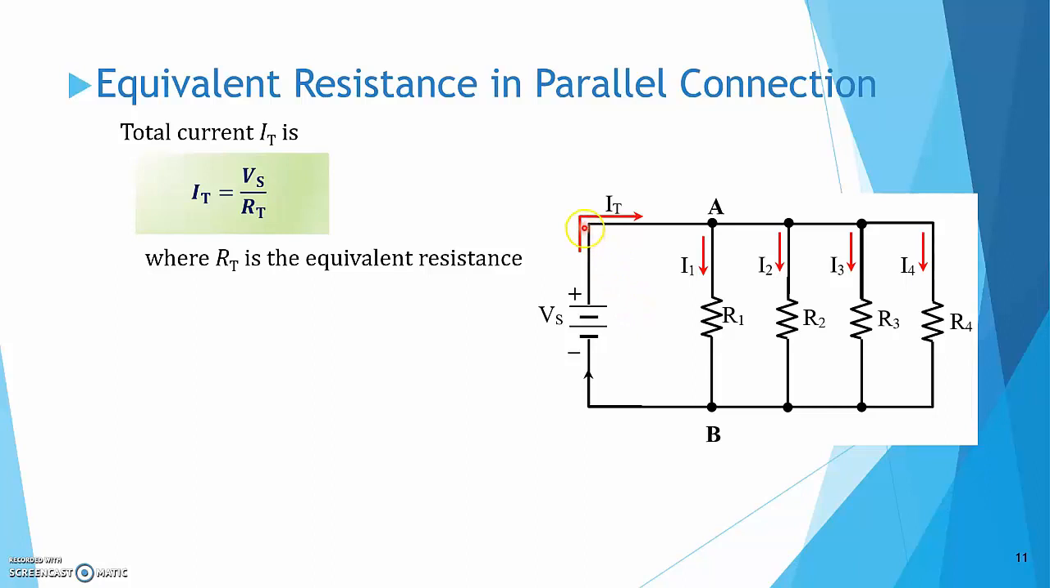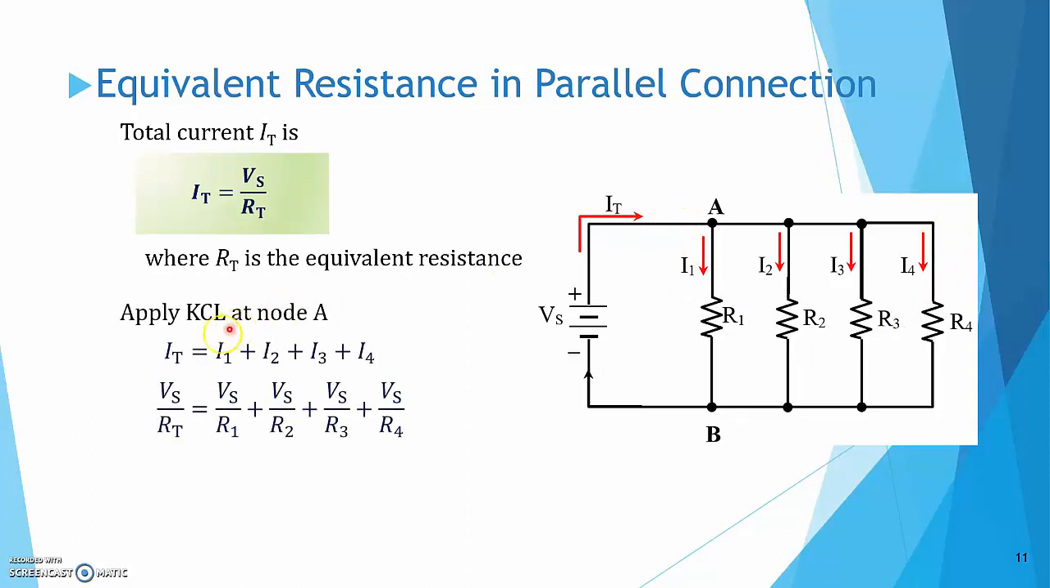IT is the total current that flows into node A, while all the other currents flow out from node A. By Kirchhoff's current law, IT is equal to the sum of these four currents. Using Ohm's law, IT can be expressed as Vs over RT, I1 can be expressed as Vs over R1, I2 is Vs over R2, and so on. Since Vs is the common factor, we can cancel it, and we have this equation.